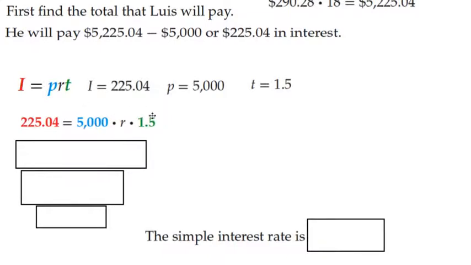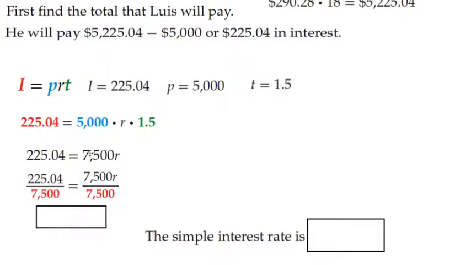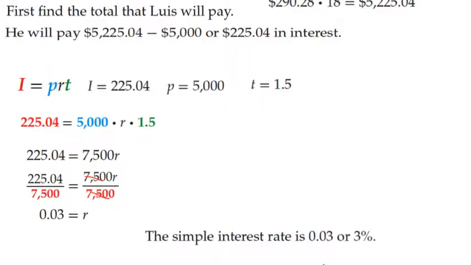Multiplying the 5,000 times the 1.5 gives us 7,500 R is equal to 225.04. Since 7,500 and R are multiplied together, we need to do the opposite and divide both sides by that. That allows that 7,500 to cancel now, and we're just left with R. And R is equal to 0.03. So that's our rate as a decimal. Now to go the other way, we need to move 2 places to the right to give us 3%. So the simple interest rate is 3%.